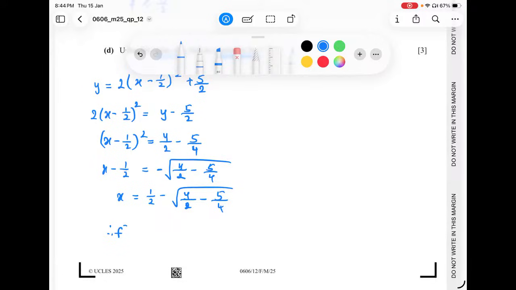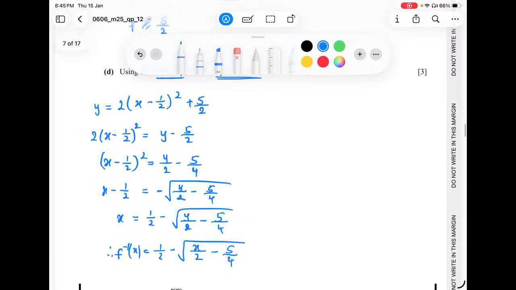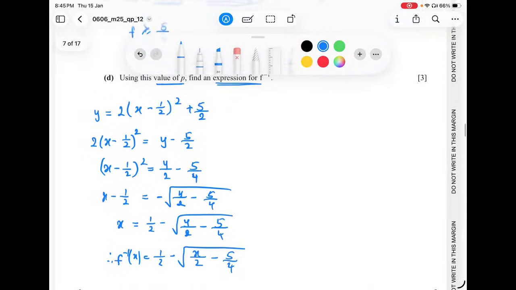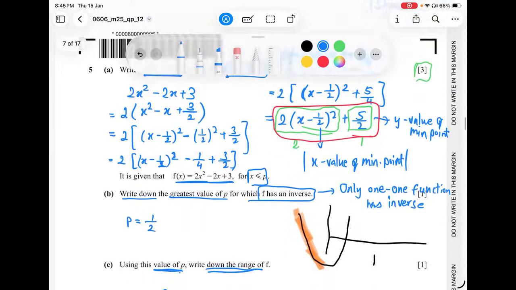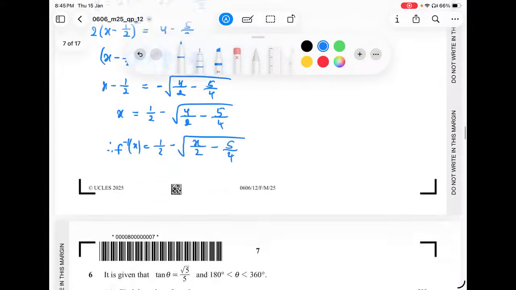So therefore the F inverse of x should be half minus the square root of x by 2 minus 5 by 4. So that's your F inverse. You need to know how to find the F inverse, how to use the completing the square form to find it, and why we put this negative instead of plus minus when doing the square root. So that's it for question number 5. Hope you understood this topic and how we do it without a calculator also.